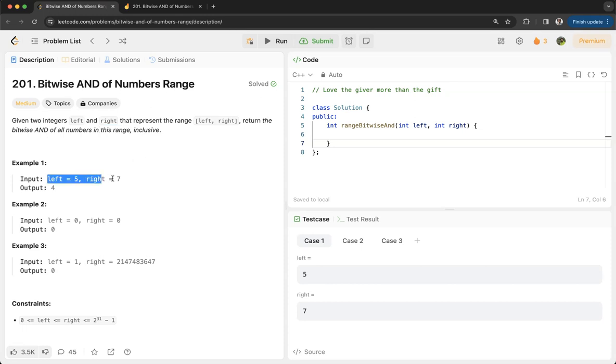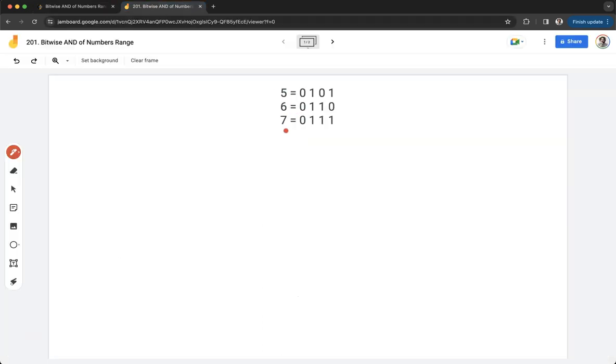For example, if the first one is 5 to 7, so 5, 6, and 7. Let's take a look at that. 5, 6, and 7. So the first thing that you should think about when you are given a problem that is about bitwise operations, especially AND, OR, and XOR, is to think about the answer in terms of bits.